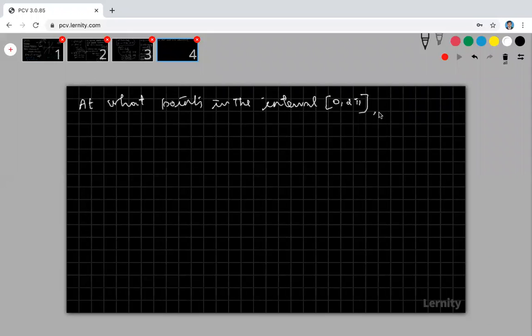In the interval 0, 2 pi, does the function sine 2x attain its maximum value?